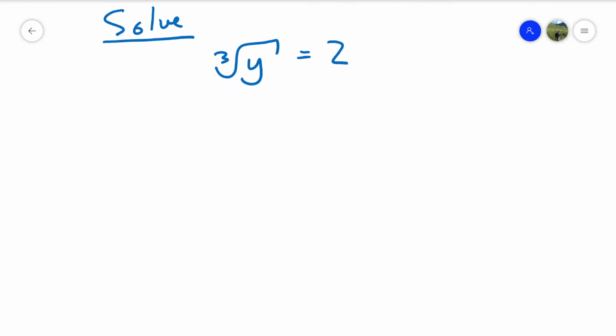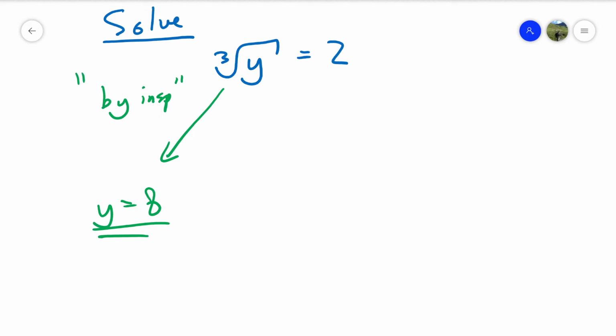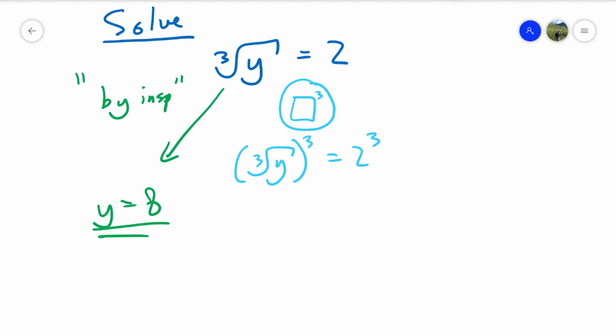Have a go in your own time. I'm going to do this by inspection and say that y is obviously equal to 8. Well, because the cube root of 8 is 2. You might have done a circle, done a box, and put a cubed. So I'm going to cube both sides, in which case you get cube root of y cubed equals 2 cubed. They cancel, which means you get y equals 8.